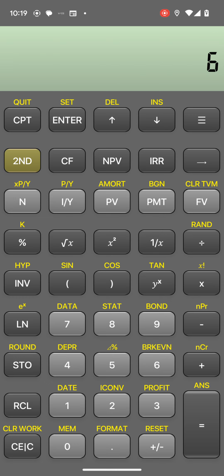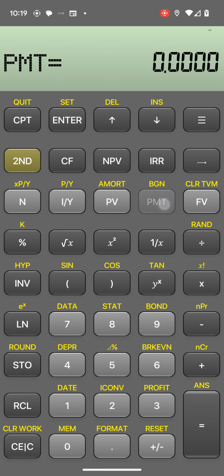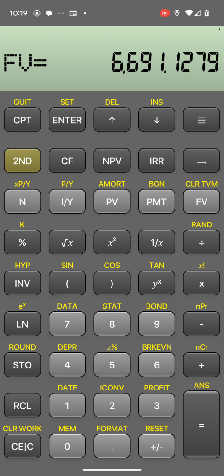We know the interest rate is 6%. We know that the number of periods is 5. And we know that there's no payment. And we're calculating the future value. Compute future value, $6,691. Whenever you move on to the next problem, make sure you clear out all the data that you just put in for your time value of money formulas. You can do that by hitting the second function, clear time value of money.